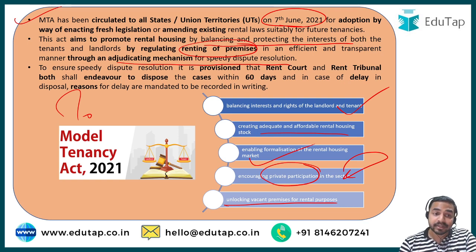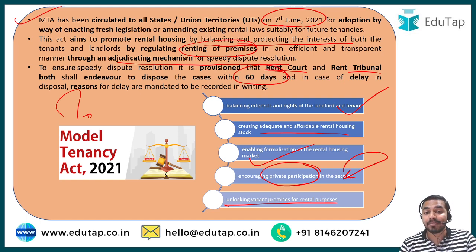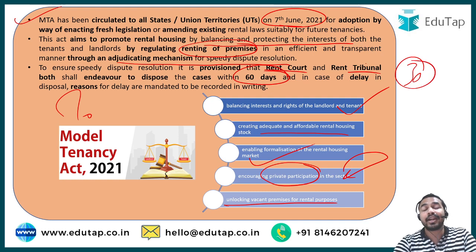And here, to ensure speedy dispute resolution, it is envisioned that the rent court and rent tribunal both shall endeavor to dispose of the cases within 60 days, and in case of delay in the disposal, reasons for delay are mandated to be recorded in writing. And in the statement which we have seen in the question, it was written 30 days, and that was the reason that particular statement becomes wrong, and the right answer was option C.